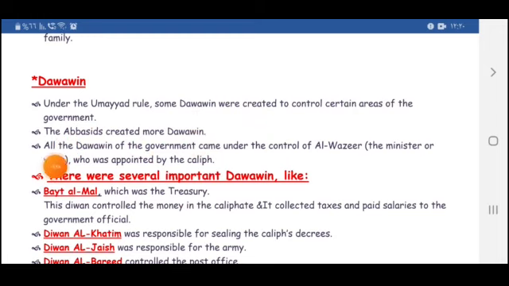Like what? All the dawawin of the government came under the control of the wazir or the minister or the vizier, who was of course appointed by the caliph. So the caliph appoints a wazir or a minister to help him. This minister or this vizier is the leader of all the dawawin, like the prime minister now.